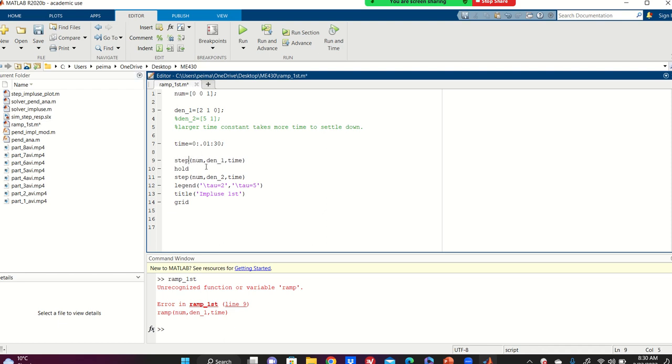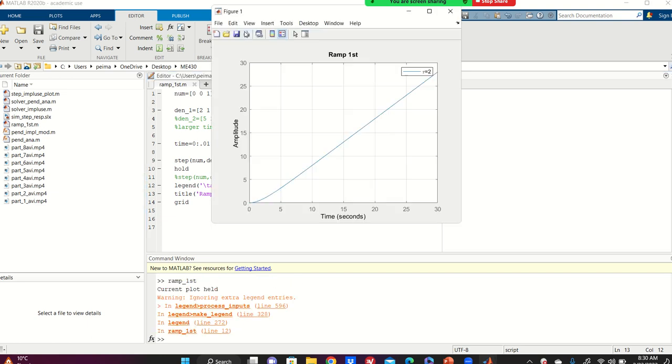This is for the ramp, but I reshaped it close to a transfer function. I'm just going to put this here, and it is titled ramp first order. You see that if I run this, it gives you the ramp inputs exactly as I promised. See, this comes and then a straight line. See, ramp first order.